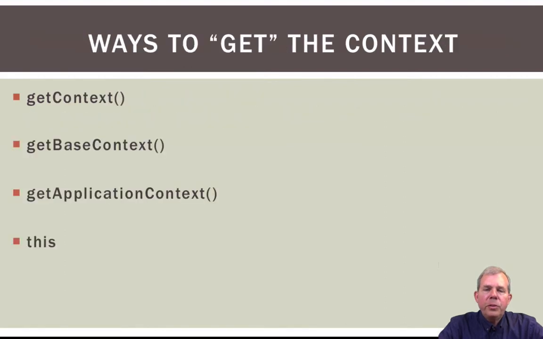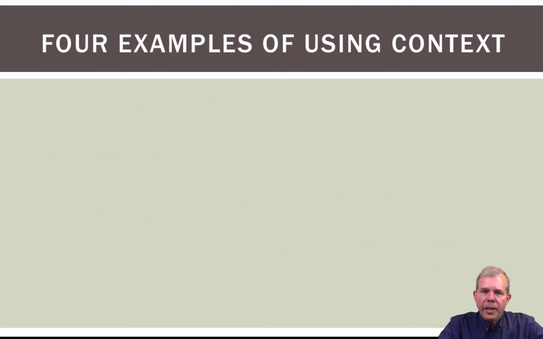There are several ways to, quote, get the context. If you have to pass the context from one part of your program to another, you're going to use one of these four methods likely. There's a method called getContext, another one called getBaseContext, getApplicationContext, or sometimes you can just use the word this. So I'll show you some examples here of ways that you could use these commands.